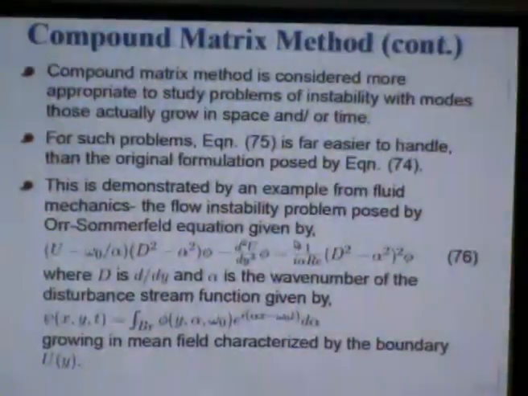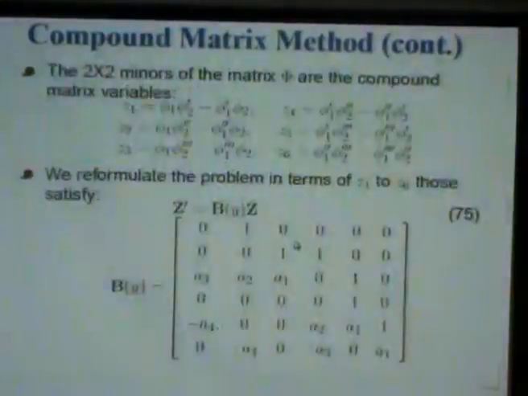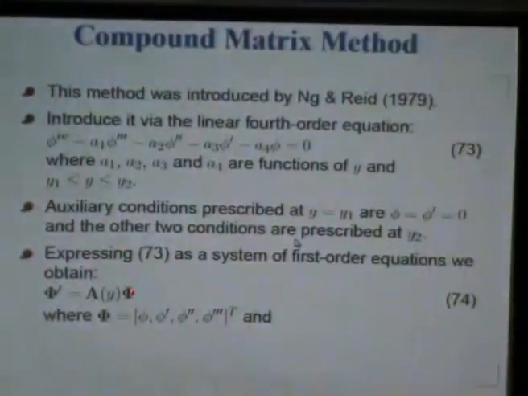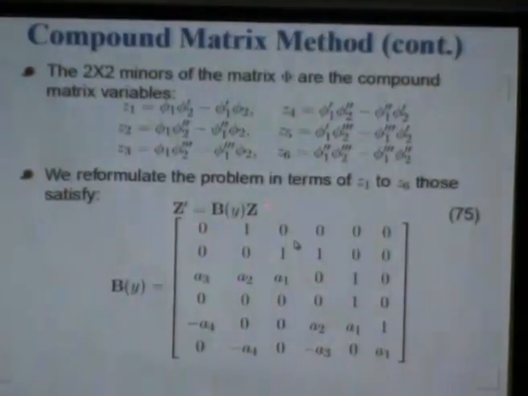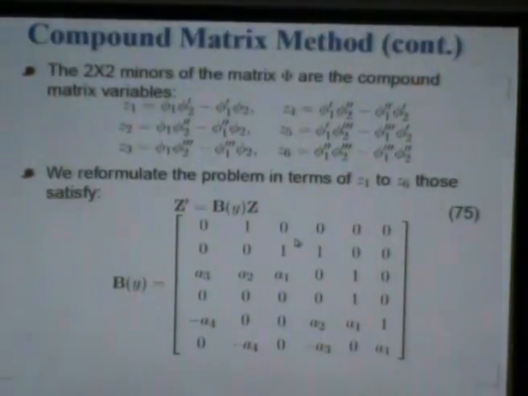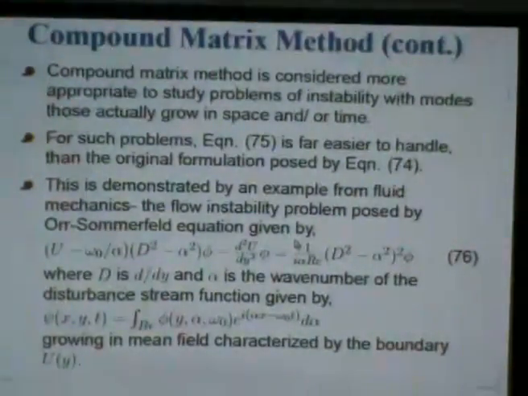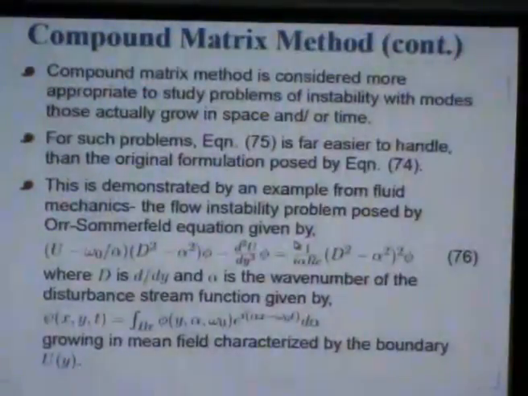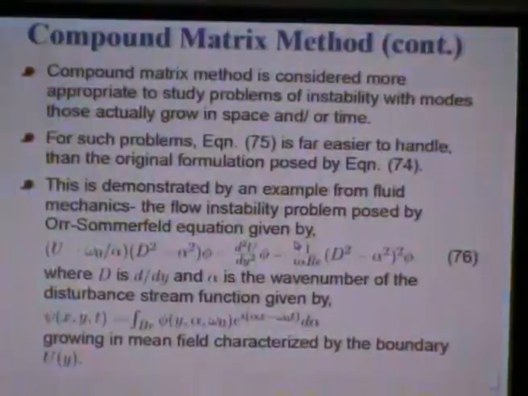So, what happens is for such a system, instead of working on the original problem, phi prime equal to A phi, if we solve instead this altered system, the compound matrix variable system, that is much easier. So, let me just demonstrate this by an example from a fluid mechanics flow instability problem.